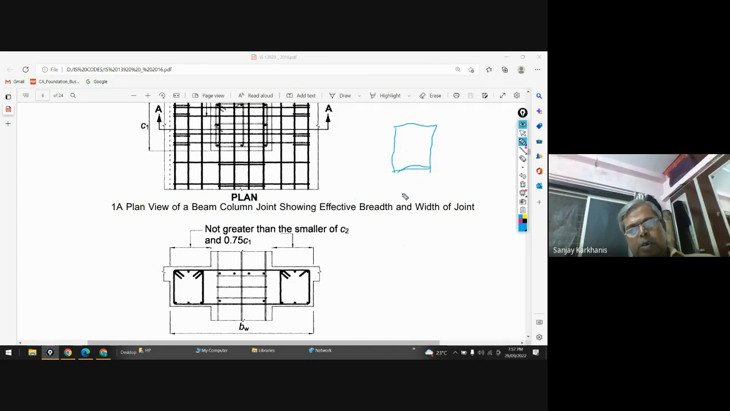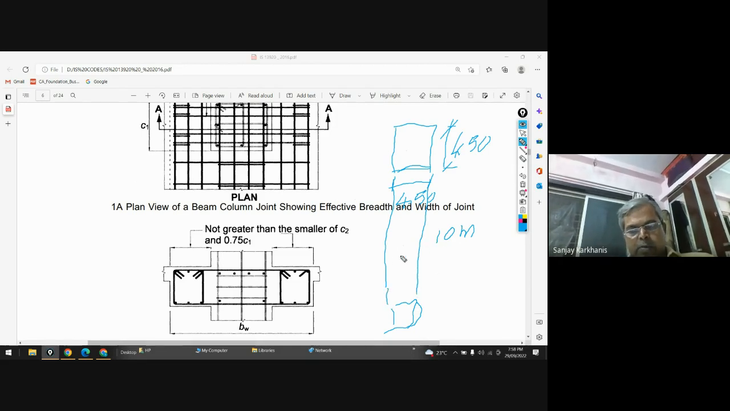Okay. And let's say the size of the column is 450. And this is, let's say, this is also 450. And this column is supporting a beam which is having a 10 meter span, right? So somewhere here you are having a column, another column, and this column is having a 10 meter distance, and this is a commercial project.